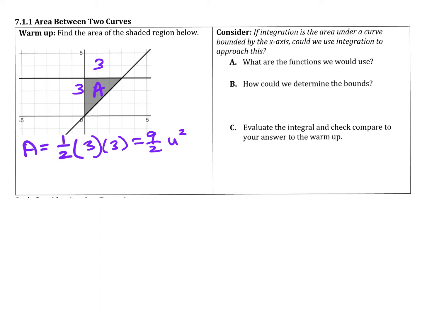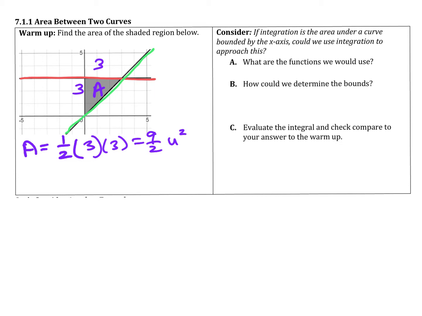So the idea is that we created area in an xy coordinate plane between two functions. One function being this line, and the other function being this line. And I guess you could keep in mind also that we're using the y-axis.